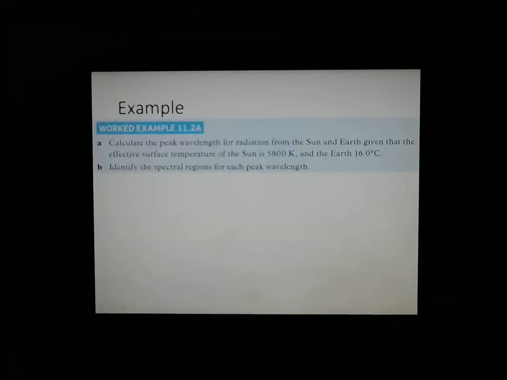So we have here: calculate the peak wavelength for radiation from the Sun and Earth, given that the effective surface temperature of the Sun is 5800 Kelvin and the Earth is 16 degrees Celsius. And we want to identify the spectral regions for each of those wavelengths. So we're just going to describe them. Let's start off with the math bit first.